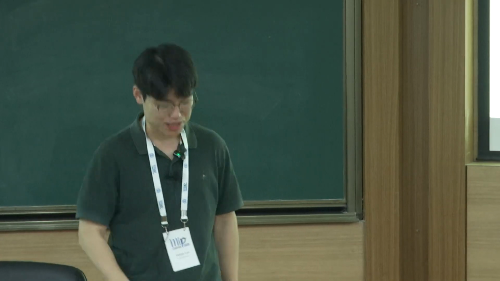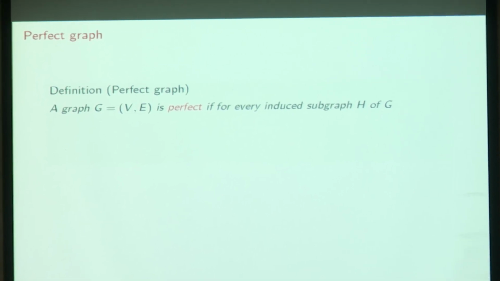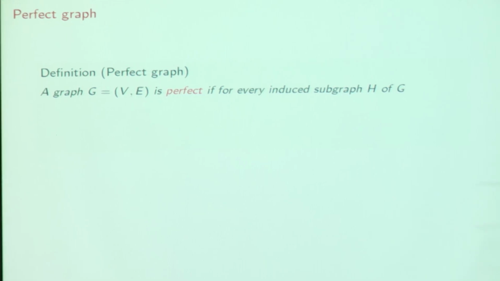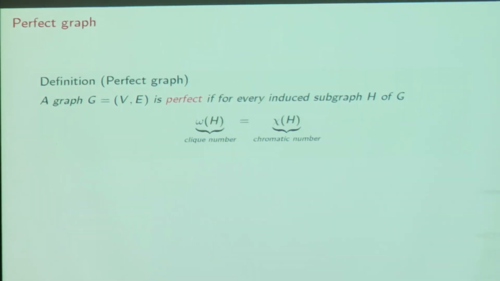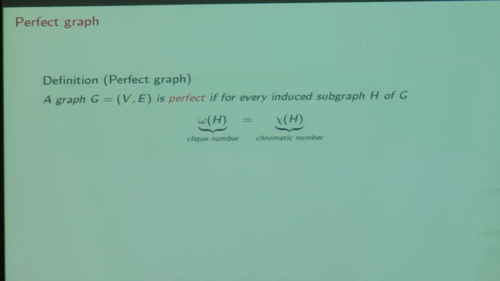So what is a perfect graph? I'm given a graph, and I say that this graph is perfect if it satisfies the following property. I'm taking every induced subgraph. So what is an induced subgraph? You take a subset of vertices, and you're just adding edges that are fully contained in this subset. And if the clique number equals the chromatic number for every induced subgraph, then you say that the graph is perfect. And what is a clique number?